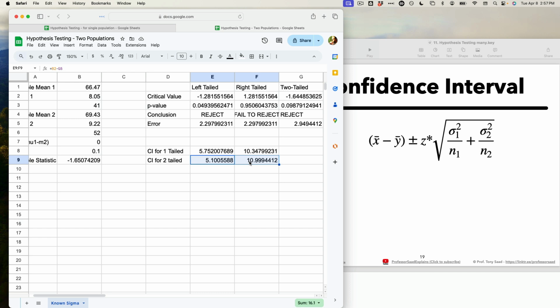And that immediately gives you the confidence interval for a single tail or for a two tail test, okay? So this tells you your true mean, the true difference in means, is between these two values at the significance level of 0.1 or confidence of 90%.